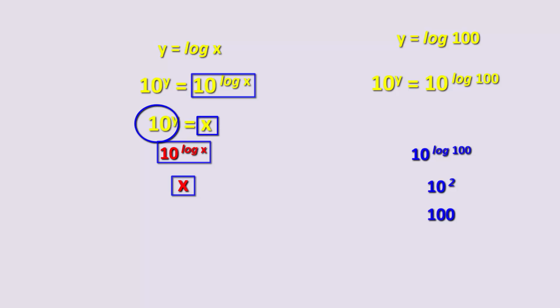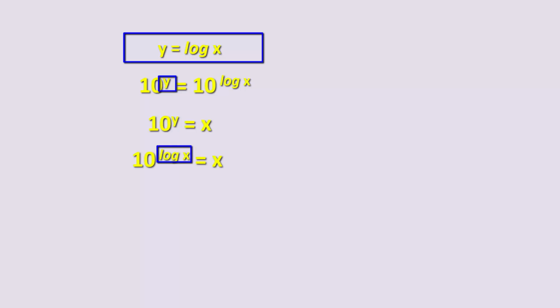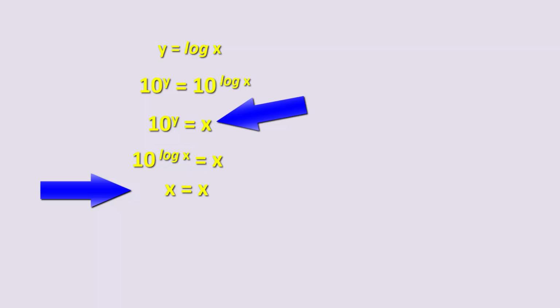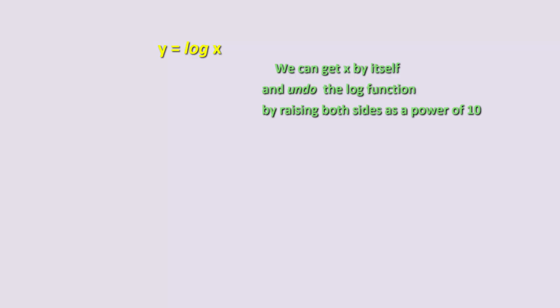Going back to the left side, similar thing happens. We have 10 to the y, but remember initially y was equal to log of x, so we can replace y with the common log of x, and by golly, the same thing happens. So we get x equals x. What we are witnessing is the ability to use inverse functions to undo the original function and produce a linear relationship. So if y equals the common log of x, we can get x by itself and undo the log function by raising both sides as a power of 10.